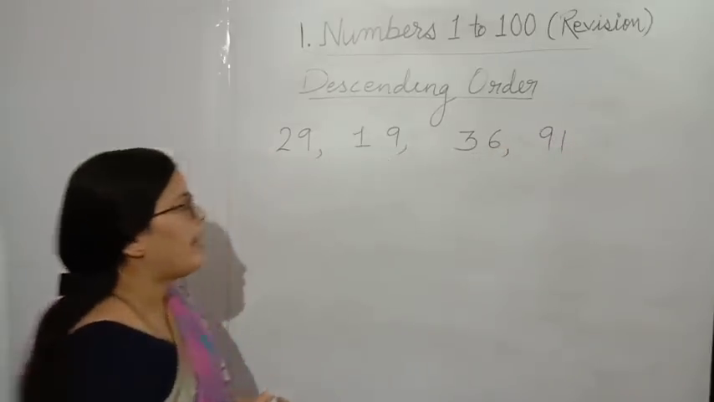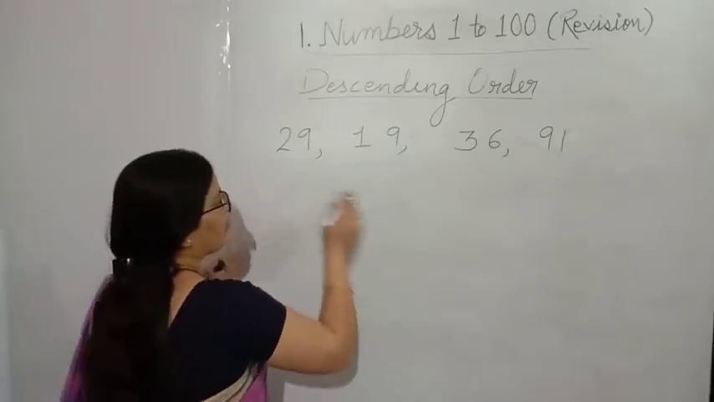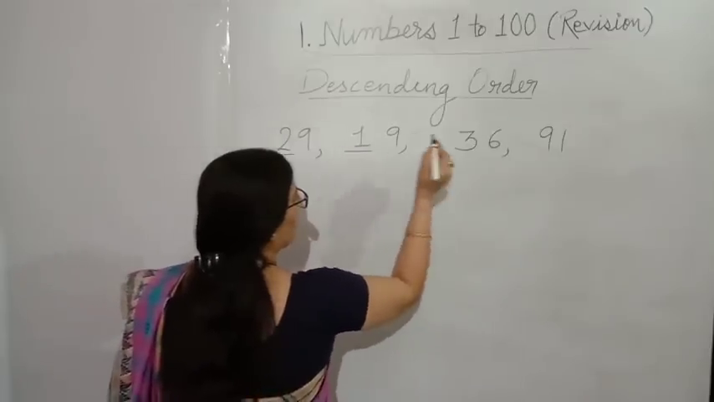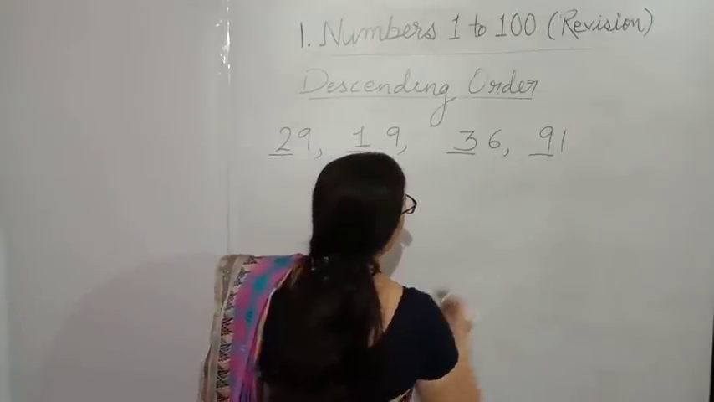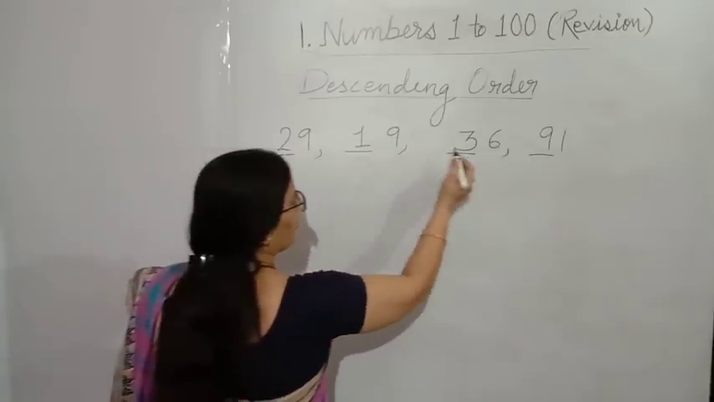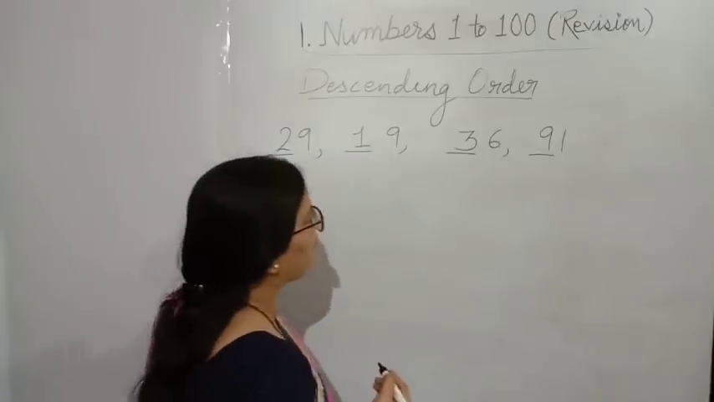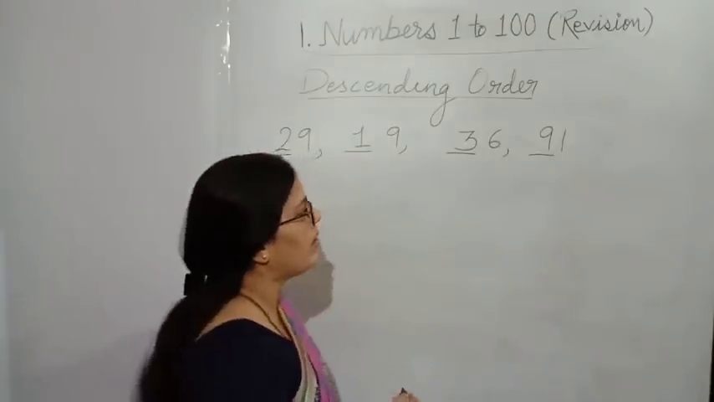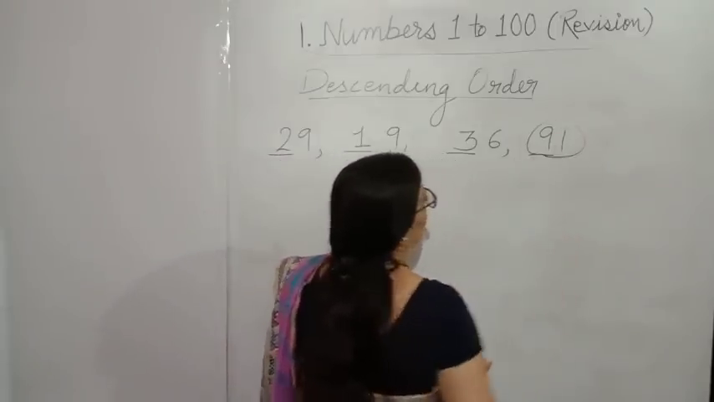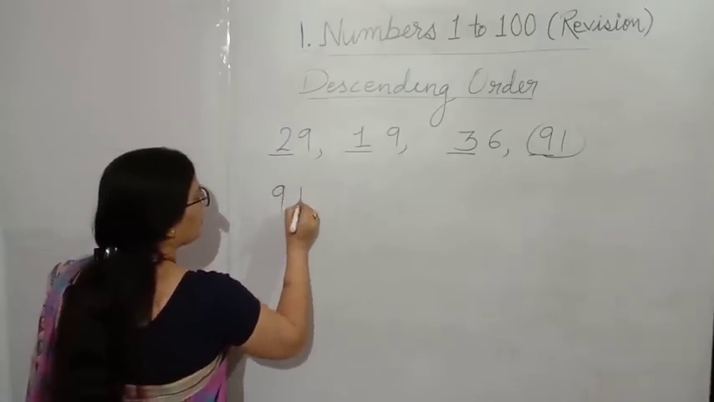Now again, to arrange the numbers, first, all these numbers are 2-digit numbers, so we'll compare the highest place, that is the tens place. Again 2, 1, 3 and 9. Which is the biggest number? Here we have to arrange from biggest to smallest in descending order. So the biggest number is 91, the number with 9 at tens place.